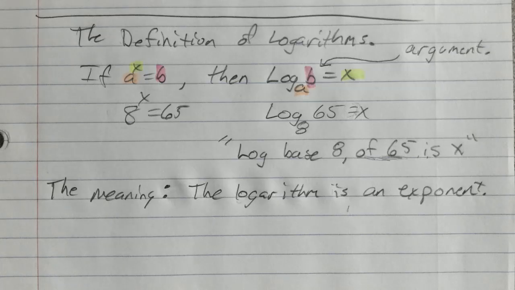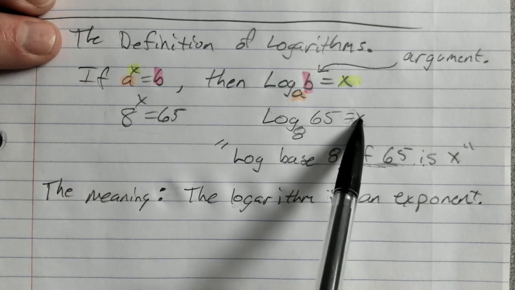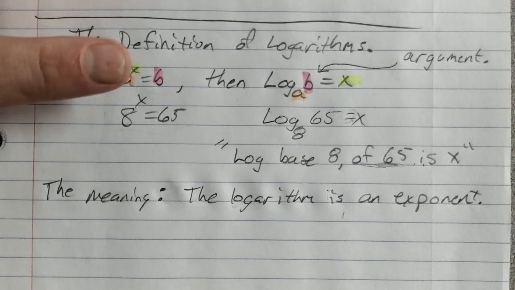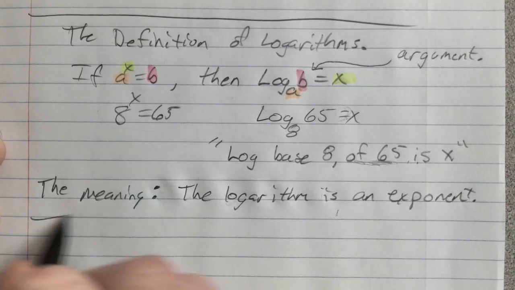What is a logarithm? The short answer: it's an exponent. Where was x? It was in the exponent. And over here, what does x equal? Log. So an exponent is a logarithm. Okay? All right. The exponent, x, is a logarithm. Was that any remotely helpful? Yeah. Okay, good.